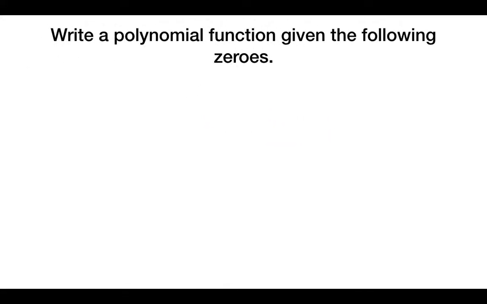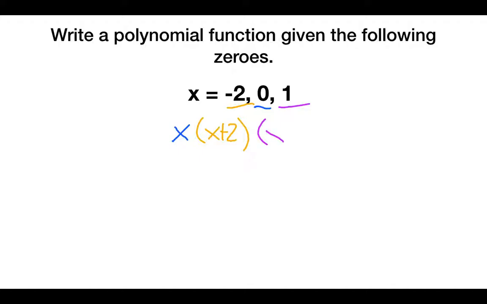All right, so now we're going to write a polynomial function given the following zeros. Here's our first one, negative 2, 0, and 1. So I'm going to start out by writing with this. Since our zero is negative 2, that means x plus 2. Now, for the second one, when it's 0, that means x plus 0, which I would just say is x. And then finally, for 1, x minus 1.